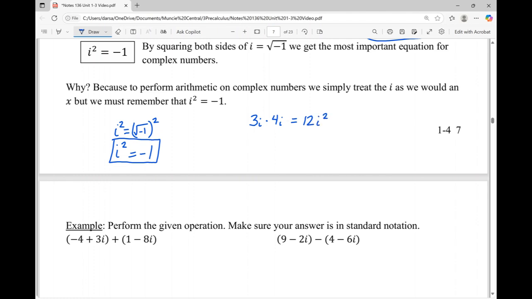But remember, complex numbers must be a plus bi. You cannot have an i squared. Well, how do we get rid of the i squared? What is i squared equal to? It's equal to -1. So we have 12 times i squared, but i squared is equal to -1. So we'll have 12 times -1, which is -12. So two imaginary numbers multiplied here gave us a real number solution. And we're going to use that information as we go on to the next steps.